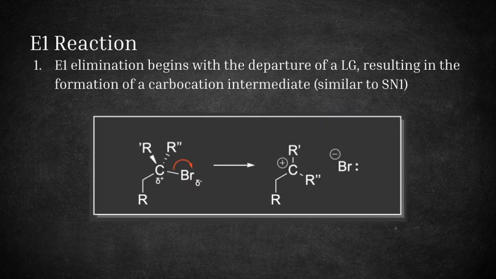The E1 reaction begins with the departure of a leaving group, resulting in the formation of a carbocation intermediate, similar to the mechanism seen in SN1 reactions. In this example, a tertiary bromide undergoes an E1 reaction and the bromide ion leaves, forming a tertiary carbocation. The same stability trends that govern carbocation formation in SN1 reactions also apply to the rate of E1 reactions. More stable carbocations, such as those that are more substituted, form more readily.